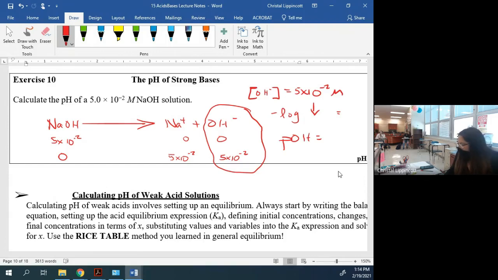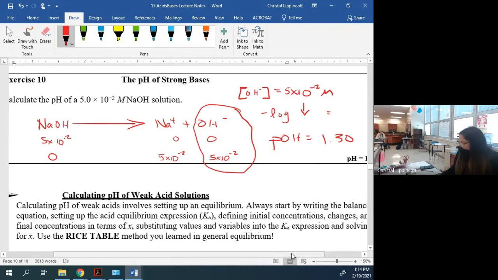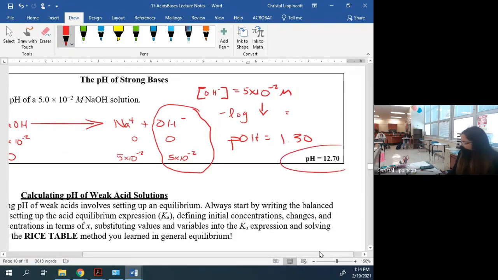So I end up getting 1.30, and if I take that from 14, I end up with this for my value. So that's just a little bit of a summary of what we did yesterday. Okay, questions about strong acids, strong bases?